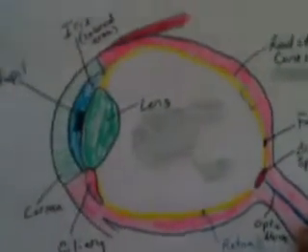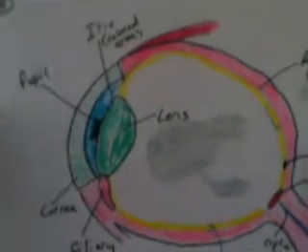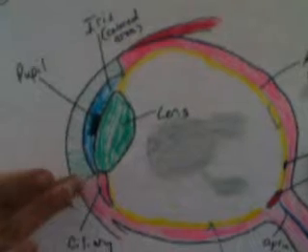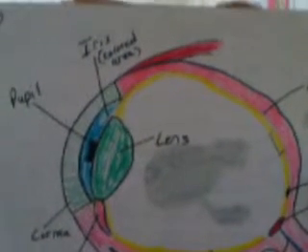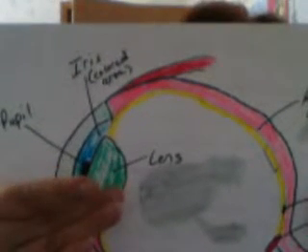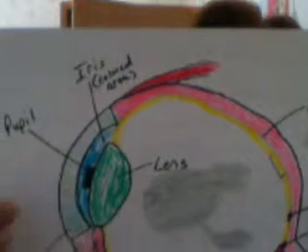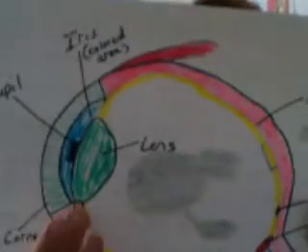Okay, my next high-tech slide. We're going to start out with the cornea, which is right here. It looks like it's covering and protecting the iris. And then there's the lens right here. That would be the lens that is adjustable, again, similar to a camera. The ciliary muscle, which is right here, controls the lens.